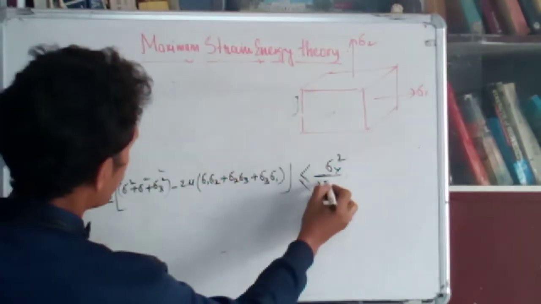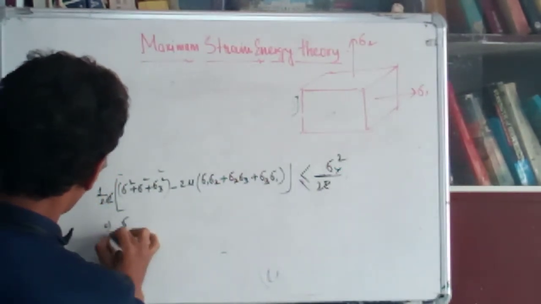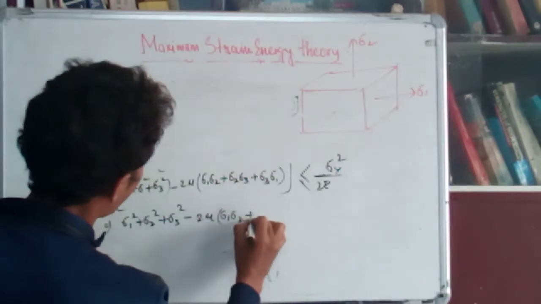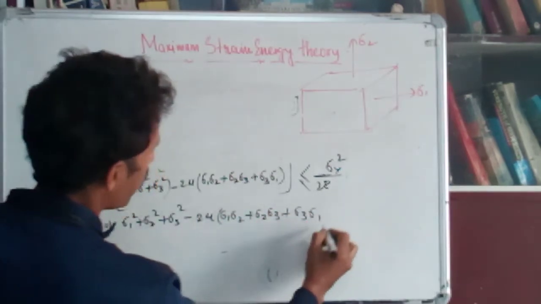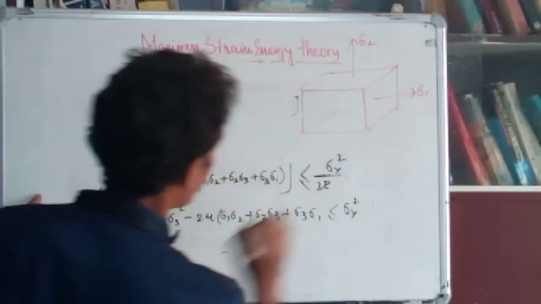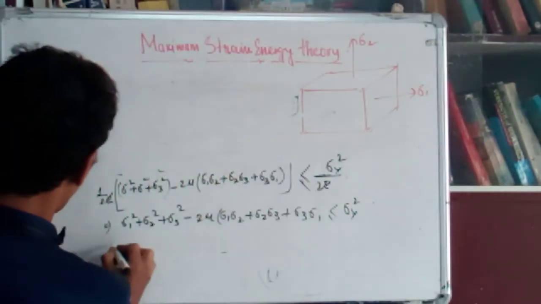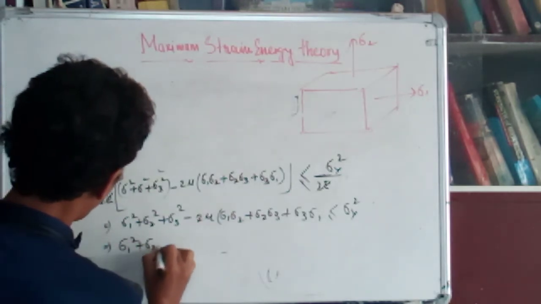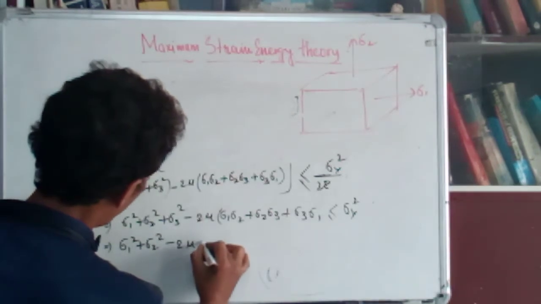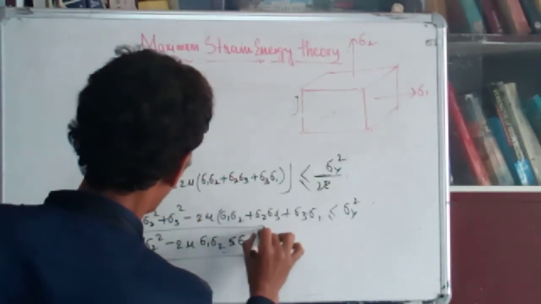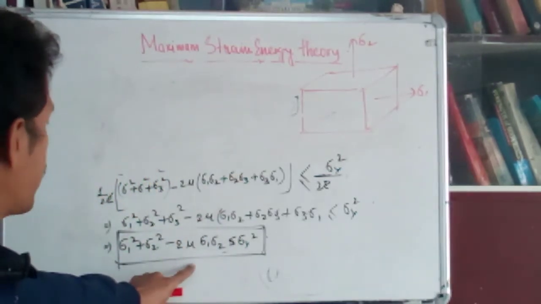Okay, so 2E will cancel, and ultimately it will be sigma 1 square plus sigma 2 square plus sigma 3 square minus 2 mu into sigma 1 sigma 2 plus sigma 2 sigma 3 plus sigma 3 sigma 1, less than or equal to sigma y square. That is the three dimensional case. If you consider sigma 3 to be 0, that means the two dimensional case, then that will be sigma 1 square plus sigma 2 square minus 2 mu sigma 1 sigma 2 equal to sigma y square. So that is the case according to the maximum strain energy theory or total strain energy theory.